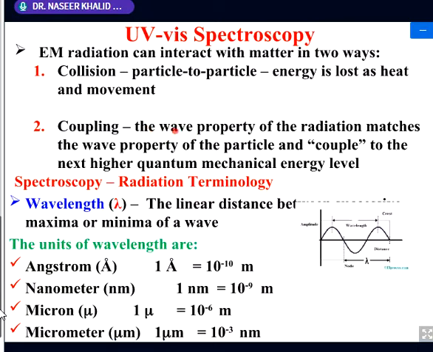Now, what about coupling? Coupling is related to the wave property. The wave property of the radiation matches with the wave property of the particles. Every particle, for example an atom, has a movement like a wave. So when this wave is exactly equal to or matching that of the radiation, they will couple with each other and it will be excited. The energy will be absorbed, and it will be coupled to the next higher quantum mechanical energy level.